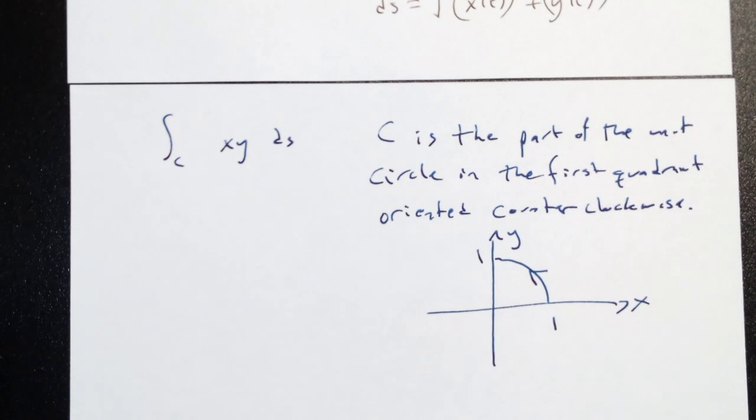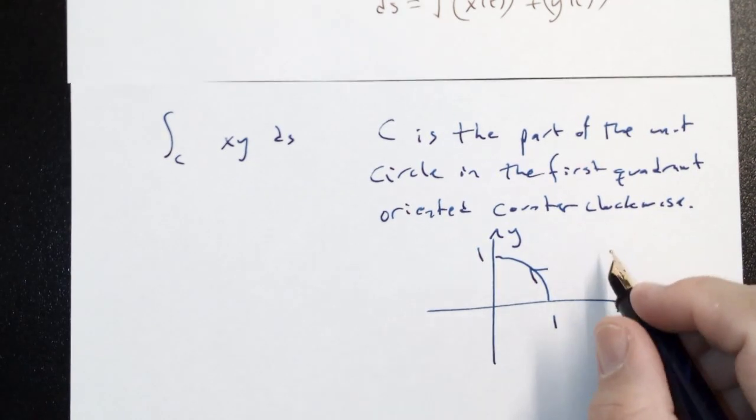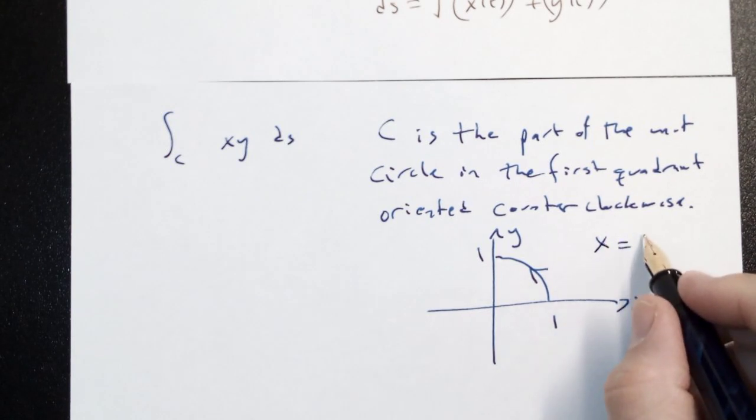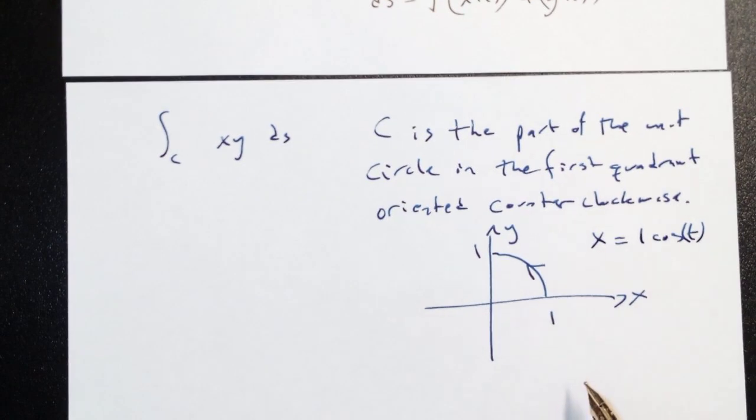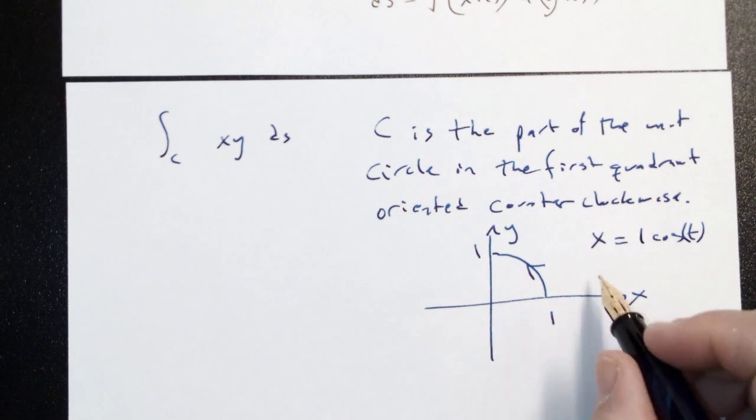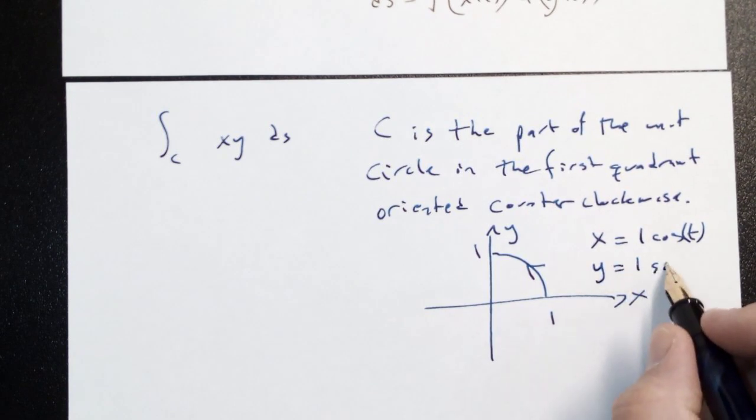Which means I should use r and theta, right? I'm on the unit circle. What's r? And theta will then tell me where I start and where I end, won't it? Oh, there's my parametric set of equations. x is r cosine theta. I'll use t instead of theta. Oh, it's the end of the world, you changed the letters on me. How dare you? Big deal. y is 1 sine t.